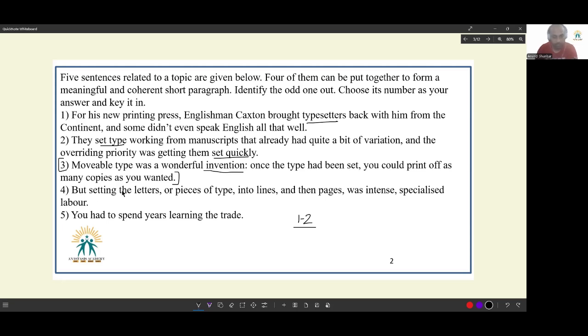By setting the letters or pieces of type into lines and then pages, to the intense specialized behavior. Again, this is reference to people. And you had to spend years learning the trade. This is again in reference to people. So 1, 2, 4, 5, we are talking of people who are engaging in the act of typesetting, whereas 3 is talking of a machine. Therefore, 3 has to be the odd one out. 1, 2, 4, 5, the precise order of it, I don't know, but 3 would be the odd one out. 1, 2, 4, 5 would be linked together in some order.